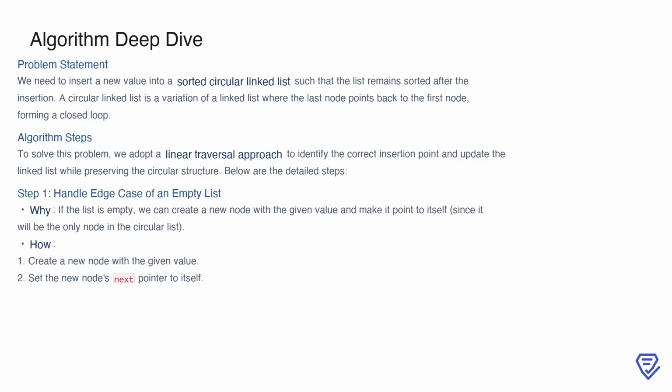The first step in this process is handling the edge case where the list is empty. If there are no nodes in the list, we create a new node with the given value and set its next pointer to point to itself. This ensures the circular property is preserved even when the list contains just one node.